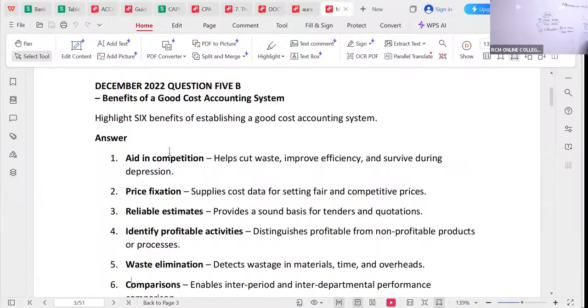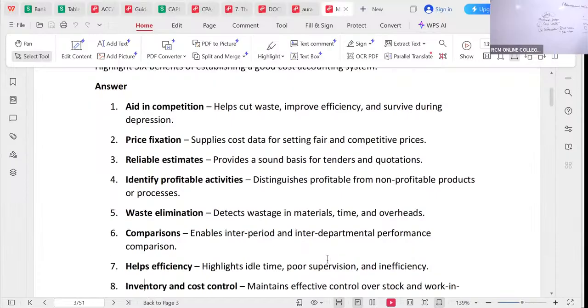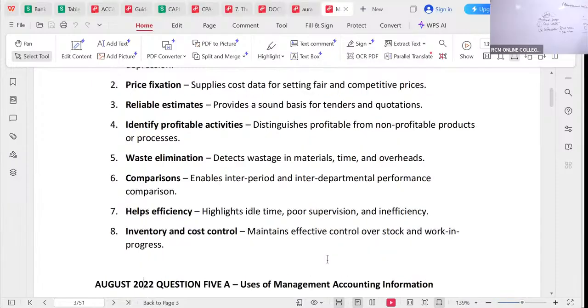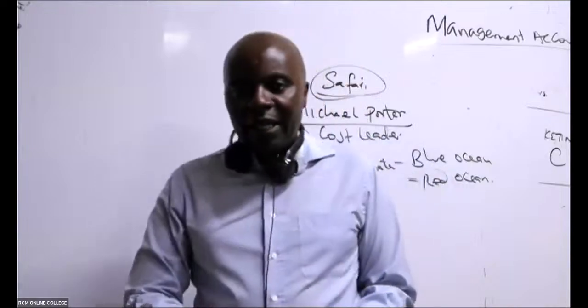So reliable estimates provide a sound basis for tenders and quotations, identify profitable activities, distinguish profitable from non-profitable products, and help with waste elimination, detecting wastage in materials, time and overheads. They enable comparisons, inter-period and interdepartmental performance comparison, and help efficiency, highlighting idle time of employees, poor supervision and inefficiency. Inventory and cost control maintains effective control over stocks and work in progress.